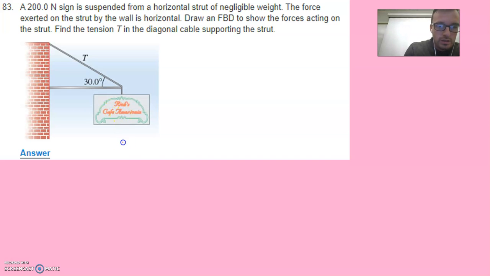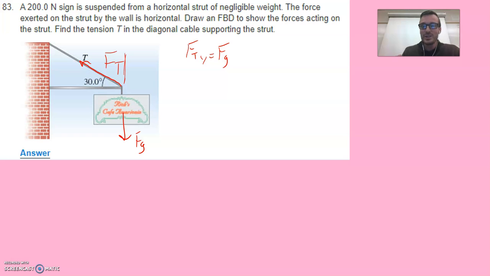All right, so here we go. Here is our first force that we have to worry about, FG on this guy. But then, of course, there's also going to be an FT like this. Now, it says find the tension in the diagonal cable supporting the strut. Looking at this diagram, we have the idea that FTy would have to equal FG, right? Because the upward component of FT would have to be equal to the downward force. But does anybody notice FT is to the left?